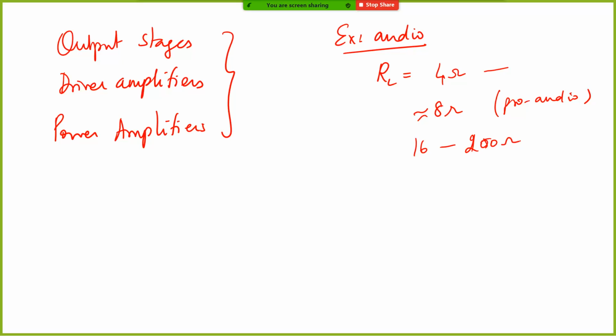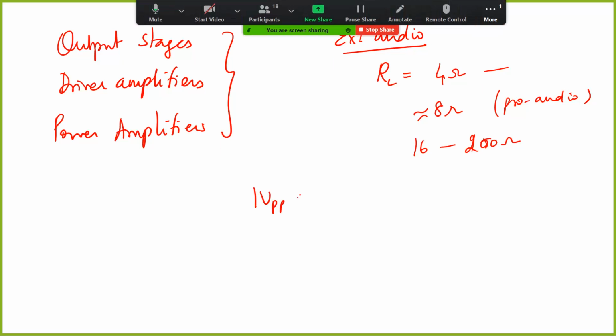Now the thing is, if you want to have, let's say, a 1 volt peak to peak swing.